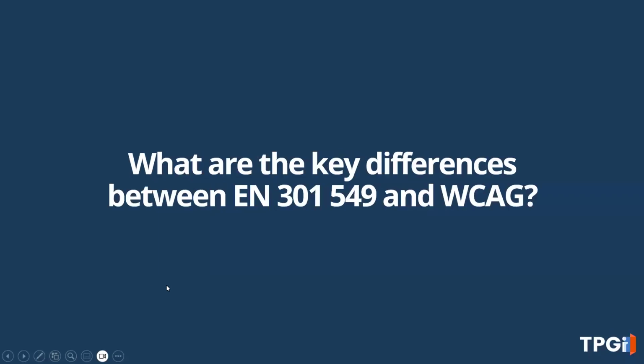So what are the key similarities and differences between EN 301549 and WCAG? Is EN 301549 just WCAG with a different label? No, not quite. So here are some of the key differences and similarities. One similarity is that WCAG and EN 301549 are both accessibility standards. WCAG, developed by the W3C, serves as a technical recommendation for web accessibility. It's an international standard with ISO status, but that alone doesn't make it legally binding.